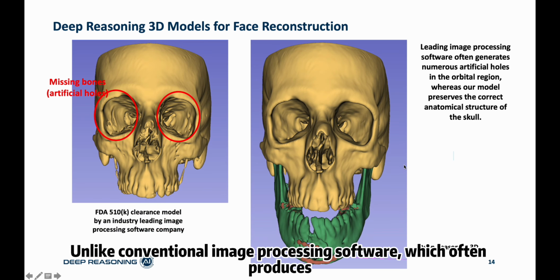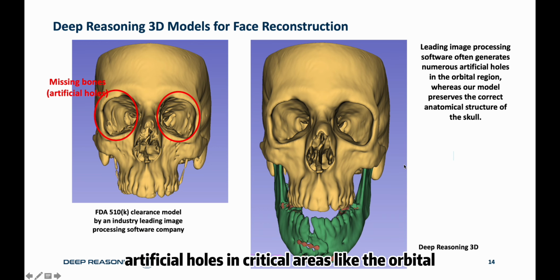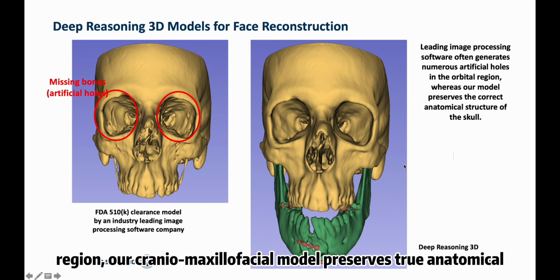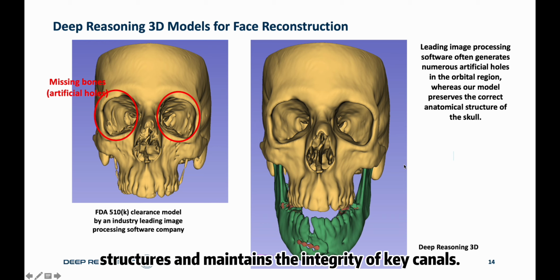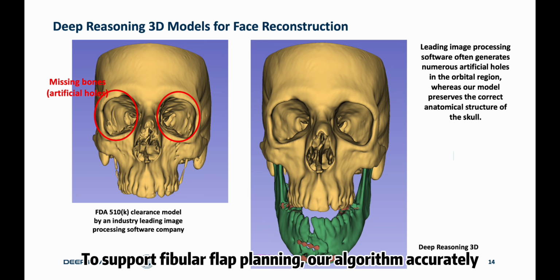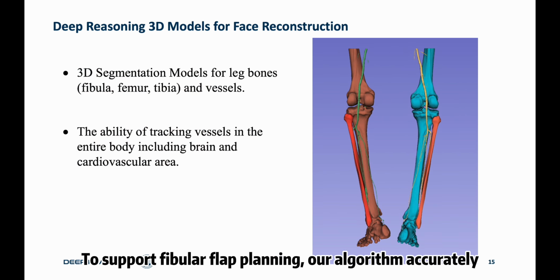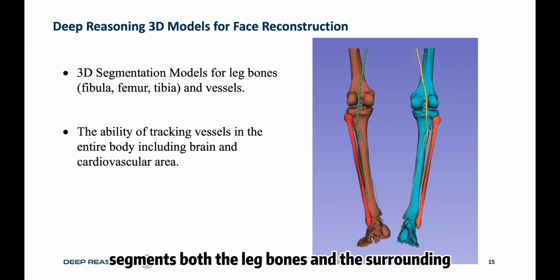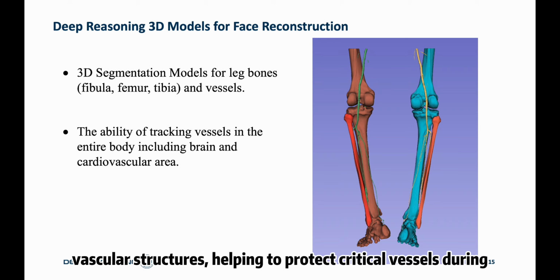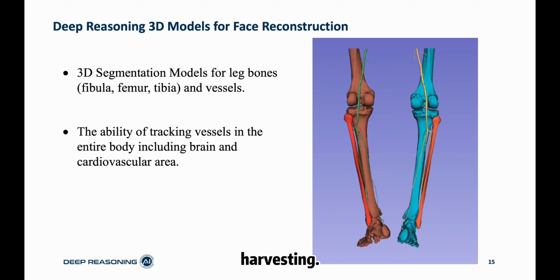Unlike conventional image processing software, which often produces artificial holes in critical areas like the orbital region, our cranio-maxillofacial model preserves true anatomical structures and maintains the integrity of key canals. To support fibula flap planning, our algorithm accurately segments both the leg bones and the surrounding vascular structures, helping to protect critical vessels during harvesting.